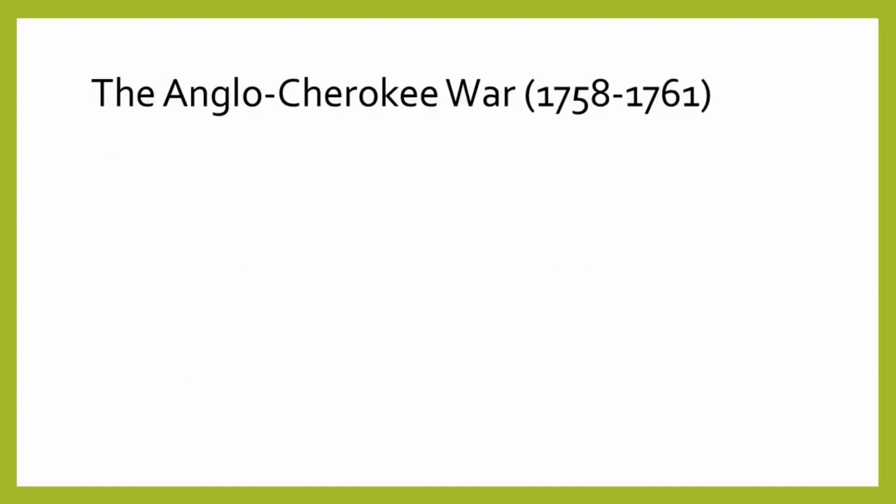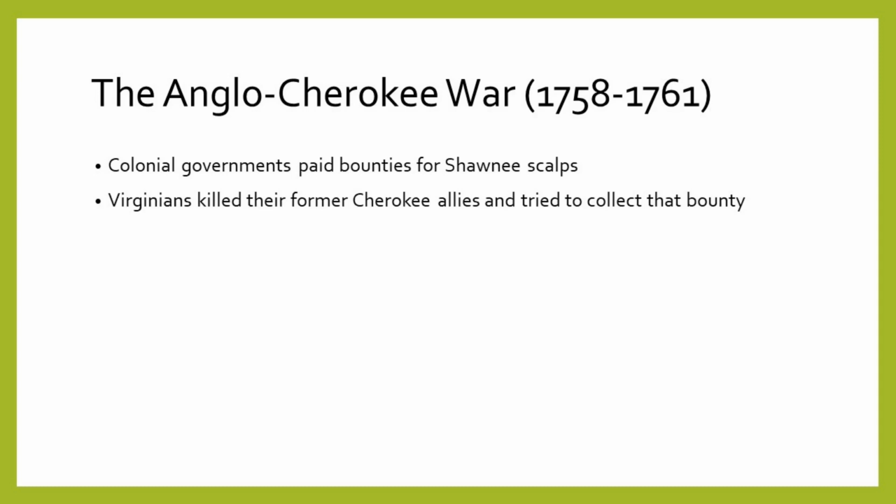After the fall of Fort Duquesne, the Cherokee I mentioned earlier were passing through Virginia on their way home. Now at the time, there was a bounty being offered for the scalps of dead Shawnee warriors, but the colonists figured that the Cherokee were basically close enough. So the Virginians attacked their former allies, killed a number of them, and scalped their bodies for money.